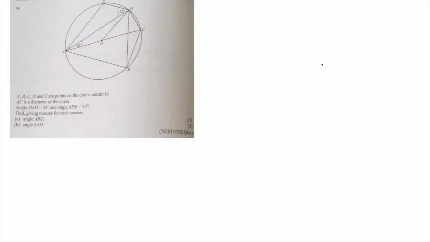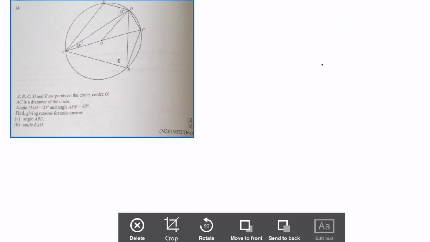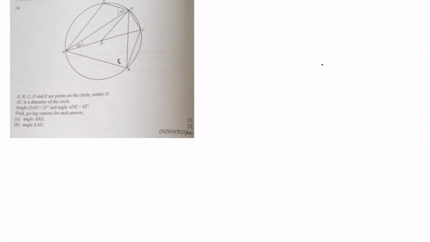Okay, so let's solve this question from the year 2019, paper 2, question 6a. The question states that A, B, C, D, E are points on the circle, center O. AC is the diameter of the circle, angle OAD is 23 degrees, and angle ADE is 42 degrees. Find, giving reasons for each answer, angle ABD.